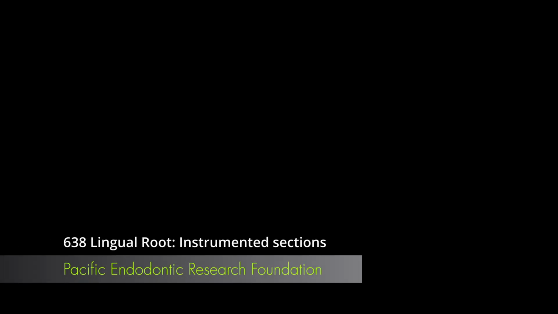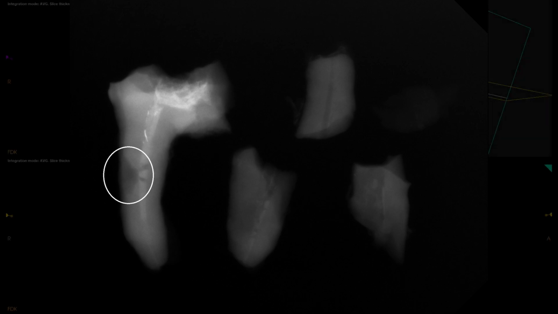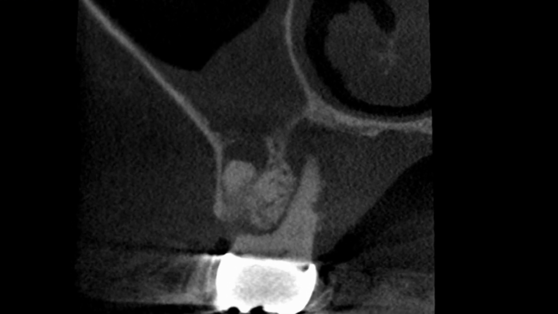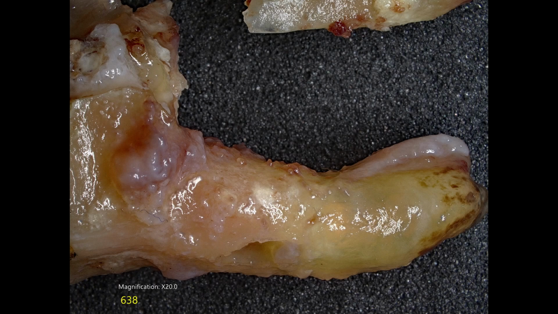The prior video looked at the external root surface on Mike's case number 638. Now we're going to look at the sagittally split sections of the palatal root. When you look at it, you can see there was some kind of a defect on the lateral root surface. It shows up in Mike's cone beam. And then when you actually look at the specimen, there's something there.